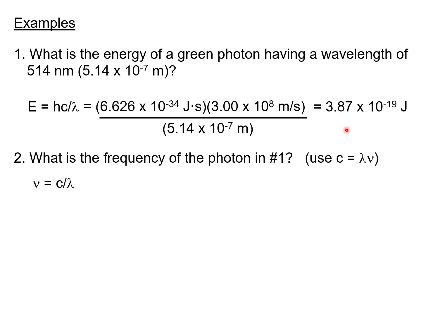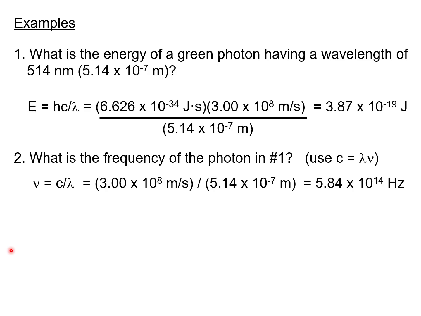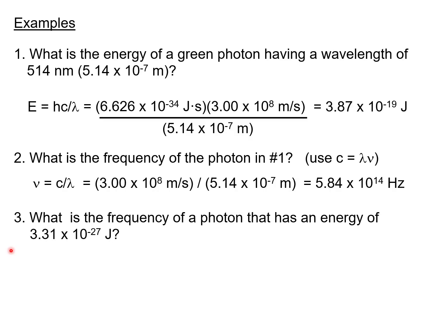I wouldn't be converting it back using this calculated value. I would use the conversion using c is equal to lambda times frequency, or wavelength times frequency. You don't want to use a calculated value to calculate another value, because if the first one's wrong, the second one's going to be wrong too. And so we get a frequency of 5.84 times 10 to the 14th hertz.